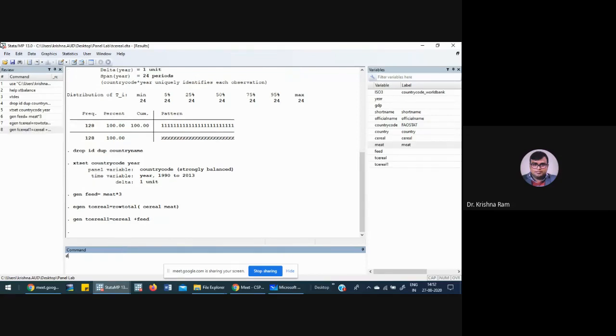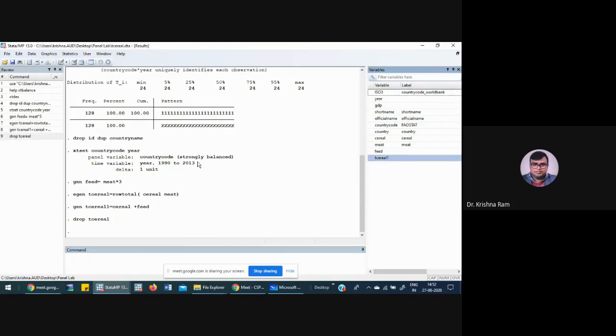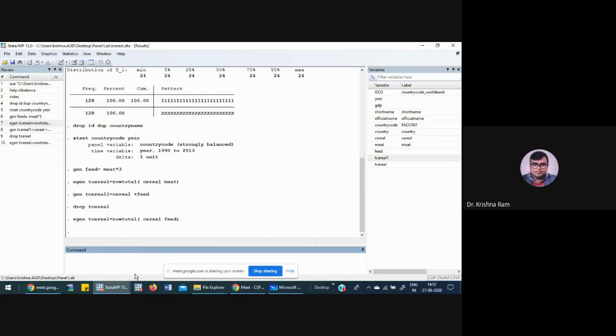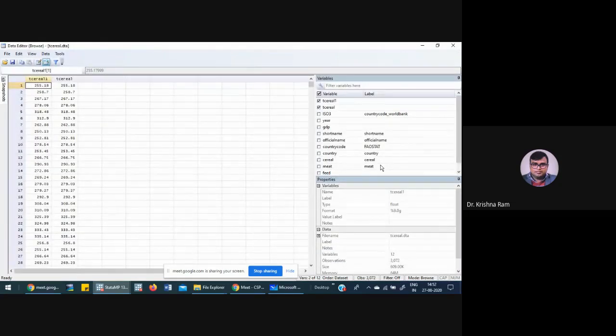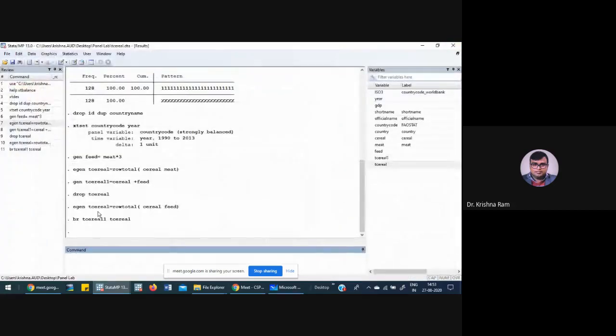So drop total cereal first, and again use egen. Here it should be feed. And now compare both of these two. Both of these two commands give us the same value of total cereal consumption. Can you see that? Yes, sir.